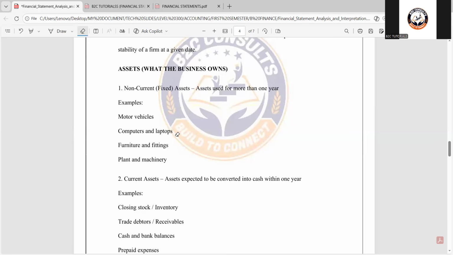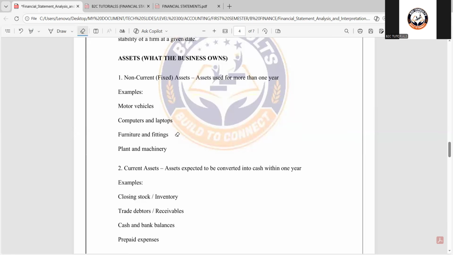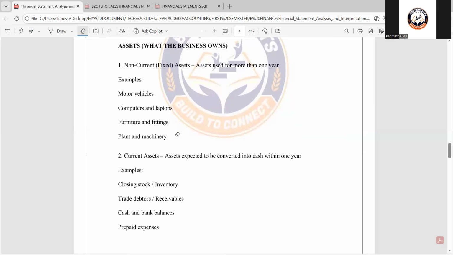Now, when we say current assets, we are looking at the things that belong to you that can be converted to cash within 1 year. Things that can be converted to cash within 1 year. The very first one is called the closing inventory. You see, that closing stock you left in yesterday, the closing inventory you are leaving today, that you were unable to sell. It belongs to you, so it is called an asset.